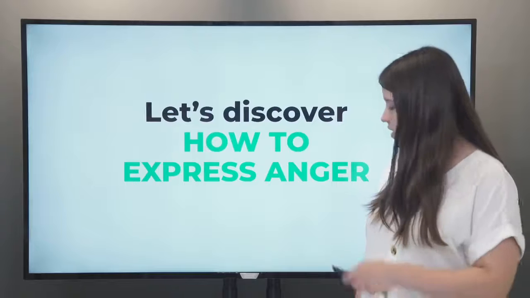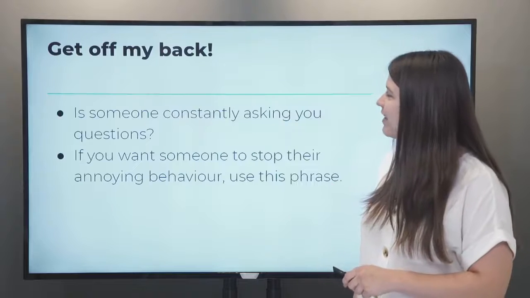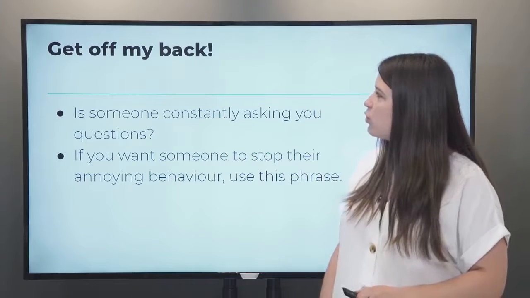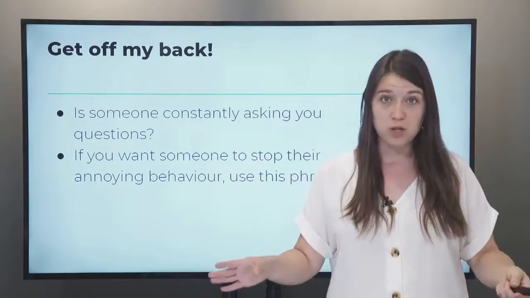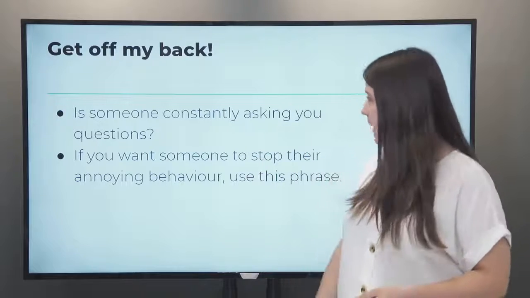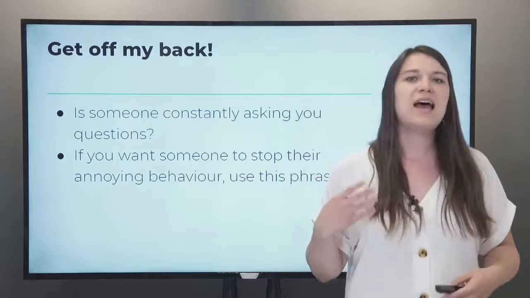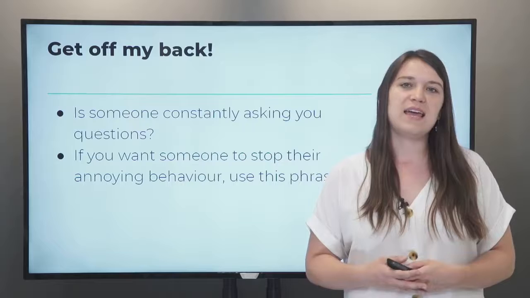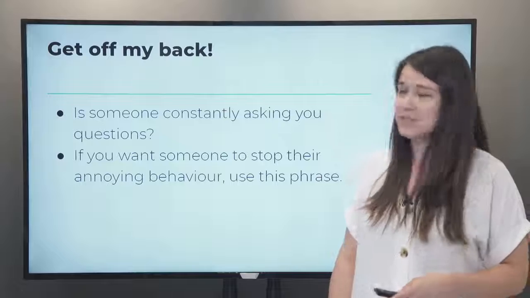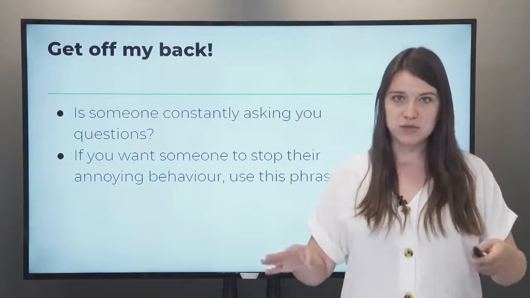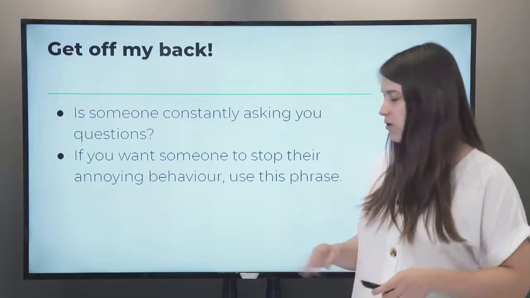Okay, now let's move on to anger, that should say annoyance actually. Okay, so if someone is bothering you, basically, and you want them to leave you alone, you can say, get off my back, okay? So it doesn't mean literally that they're on your back, but it means that someone is constantly asking you questions. Maybe they won't leave you alone. So you can say, if you want them to stop this behavior, you can say, get off my back. So it means, I'm not interested in talking to you right now. Please leave me alone. Please go away, etc. So get off my back.